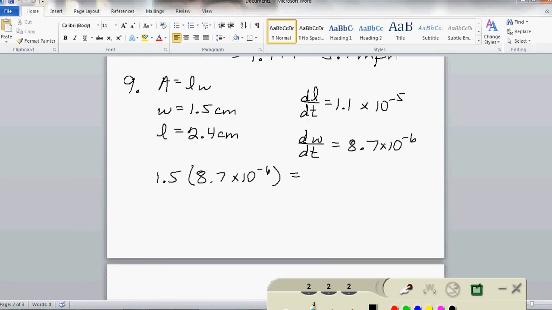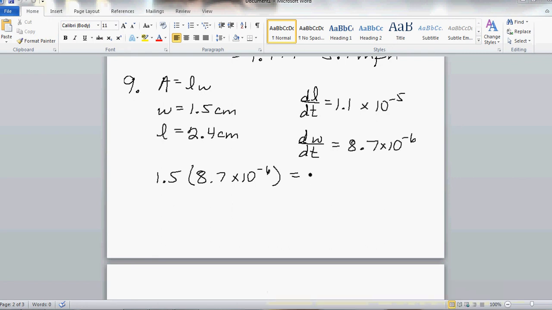Didn't have one handy. So, when we've got 1.5 times 8.7 times 10 to the negative 6th, I'm not going to spend time putting that into my calculator per se, but this is 13.05 times 10 to the negative 6th. Or in other words, putting this into true scientific notation, it's 1.305 times 10 to the negative 5th power.